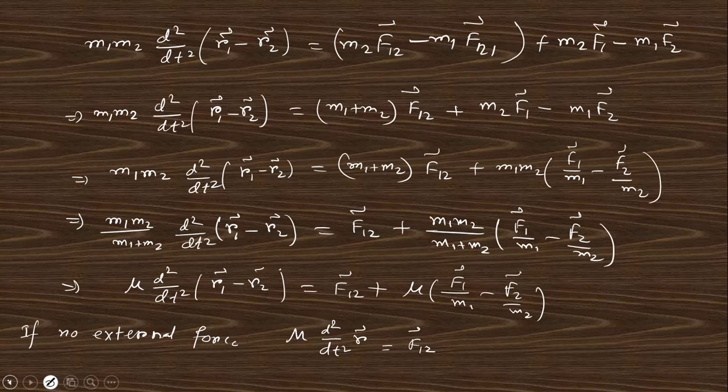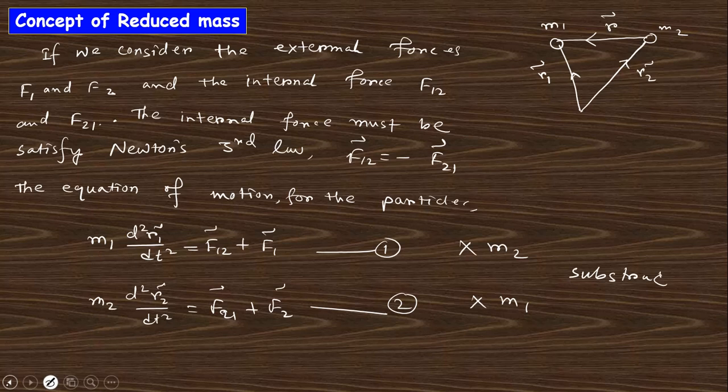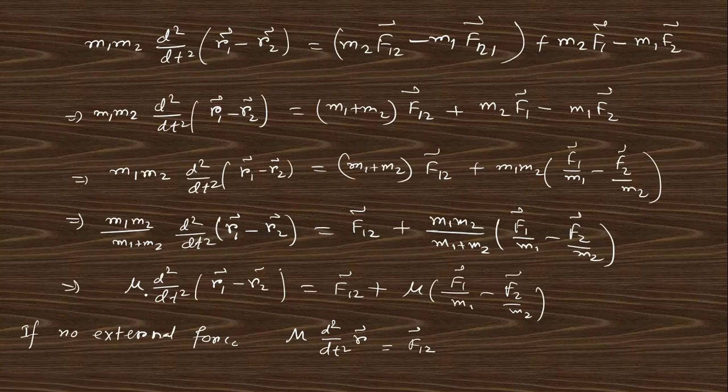Clear? So we can write this two-body problem as a single-body problem using the concept of reduced mass mu, where mu is nothing but m1 m2 by (m1 plus m2). Clear?